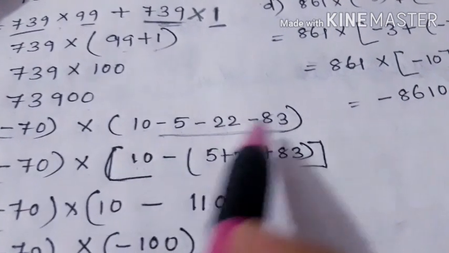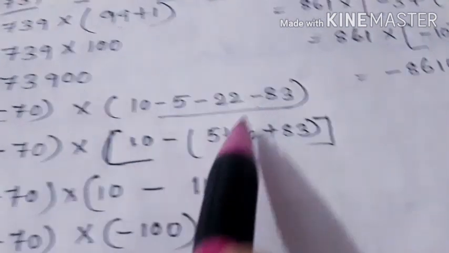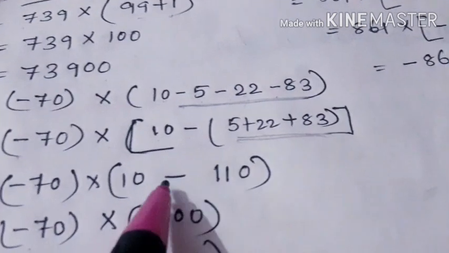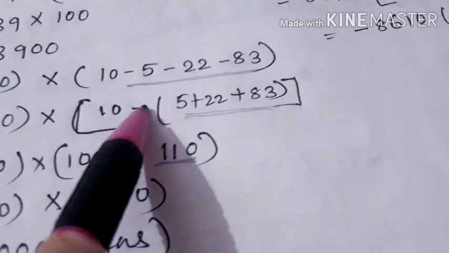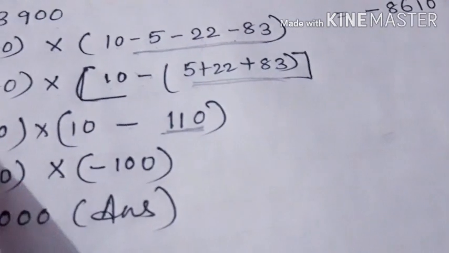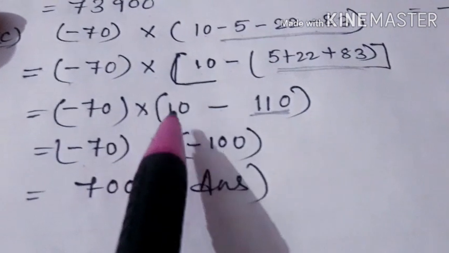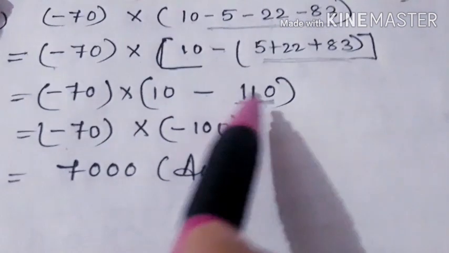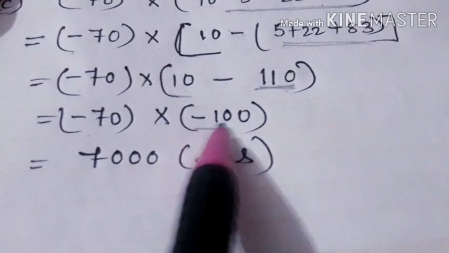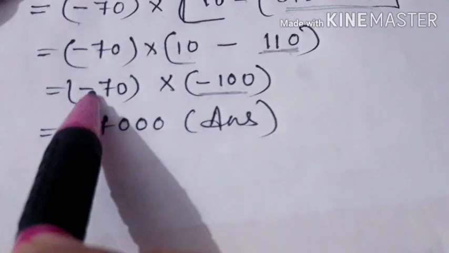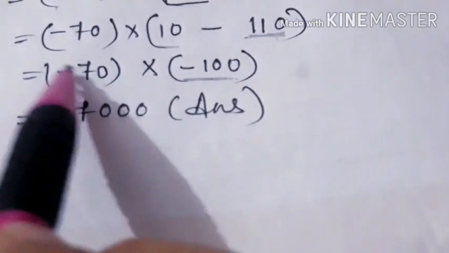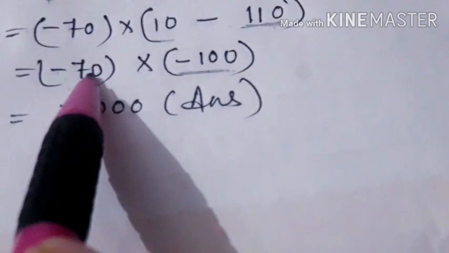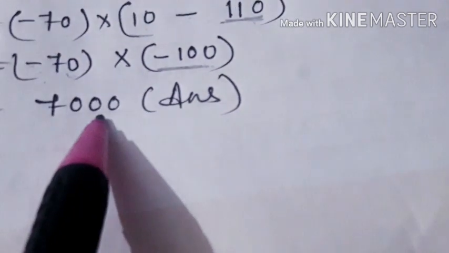Minus 70 into 10 minus, here these are all negative integers. Taking minus common, I have put the addition of this, which is equal to 110, minus 110. Then minus 70 into 10 minus 110. What will you get? Minus 100. Then minus 70 into minus 100. Minus into minus is plus. Then 70 into 100, 7,000.